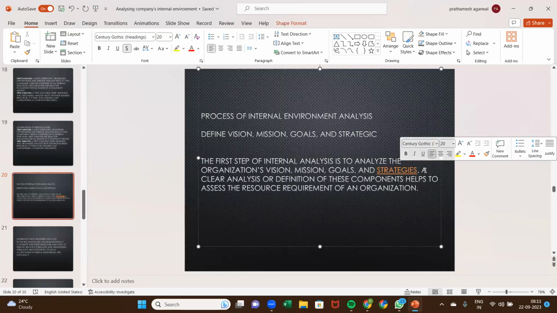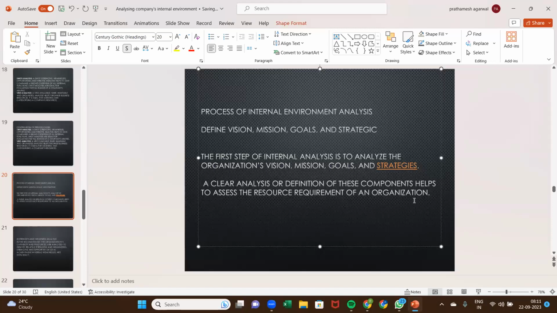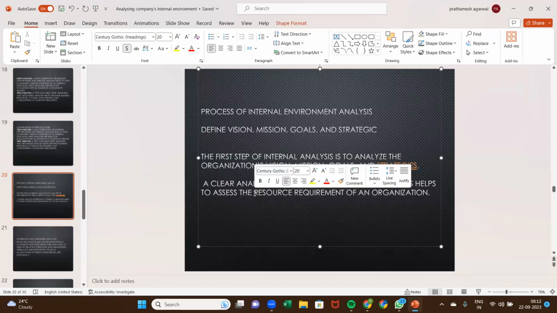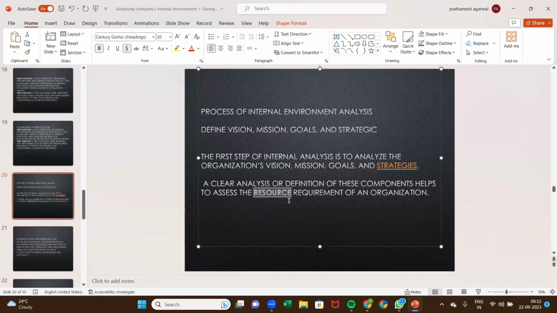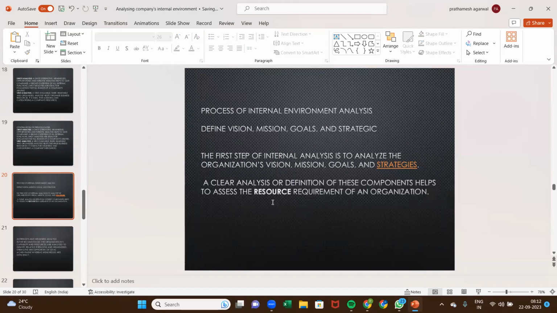A clear analysis or definition of these components will help us to achieve the resource requirement. See, in the beginning, we spoke about two main important factors. One is the resource and the other is capabilities. So the first step will help us to assess what resources we have and how we can distribute the resources, and what maximum result we can get from these resources. Resource requirement of an organization.